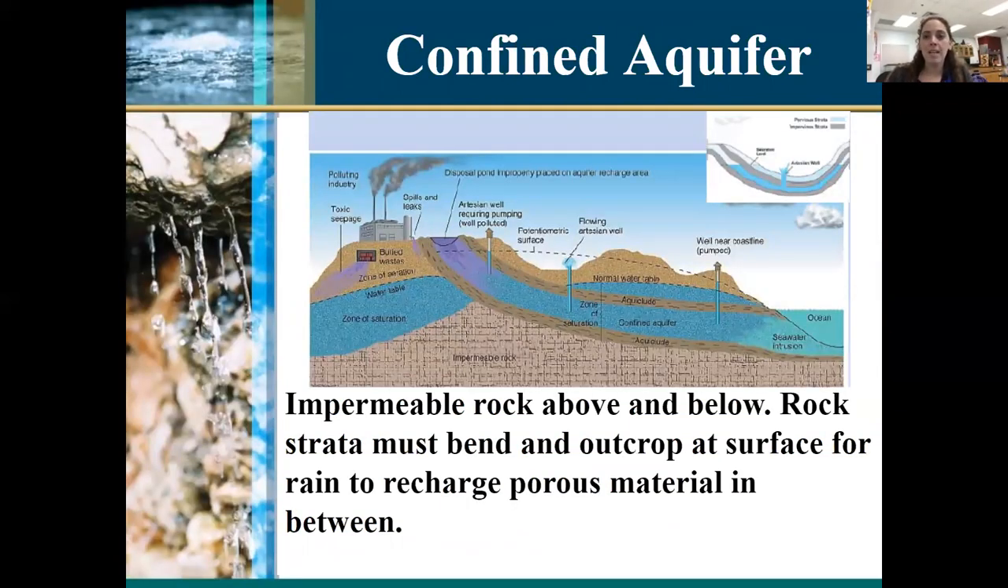A confined aquifer is going to have impermeable rock both above and below. In this case, we need to have the layers of our earth. The rock strata must be able to bend so that there's an outcrop, an area of opening between our two rock layers for rainwater to enter into, recharge, or refill this porous material in between. So in this image here, we have our confined aquifer, and then these would be this zone of saturation. That would be an unconfined aquifer.